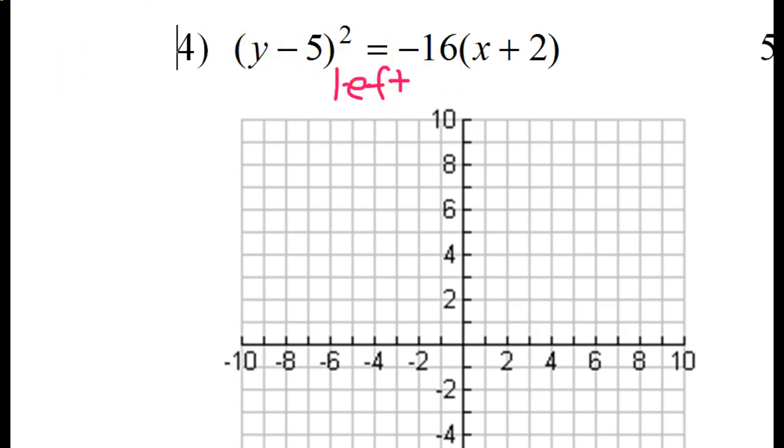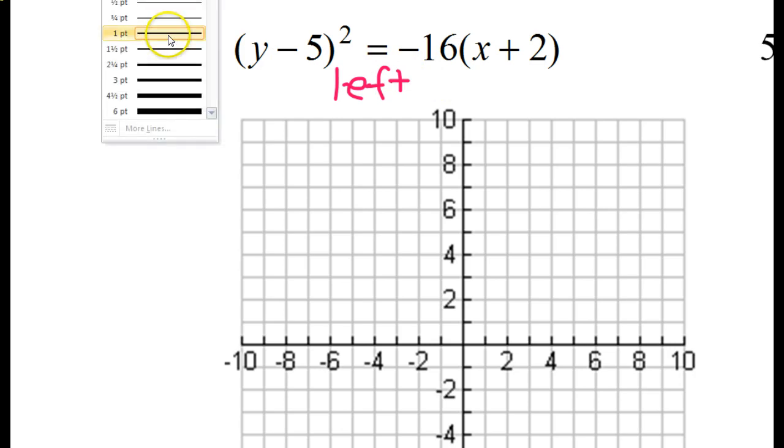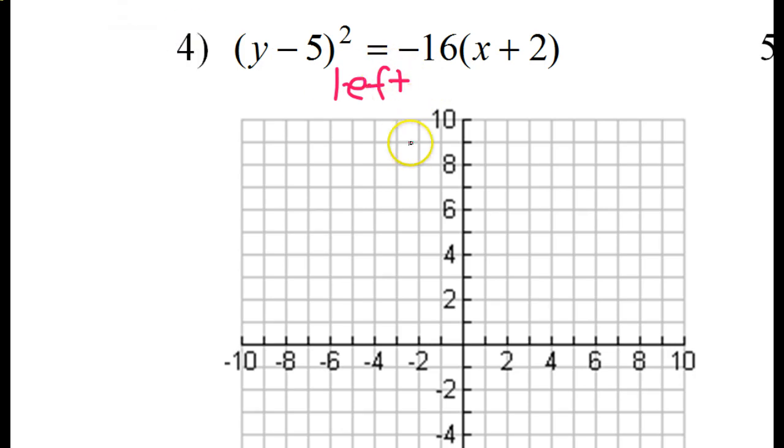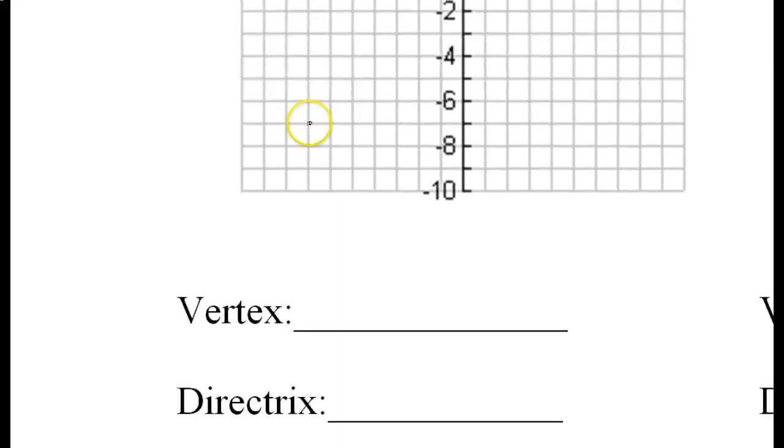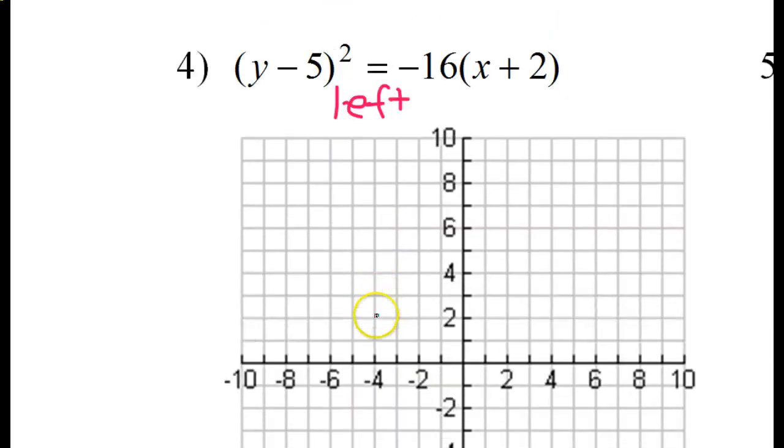So I'll leave it like this. The vertex, now make sure you put this in the correct order. Even though the y is over here on the left, the x coordinate still comes from the x. So it's going to be -2, comma 5. Not the other way around. -2, comma 5 for my vertex. All right, and let's go ahead and plot that. It was opposite of this and opposite of that. So -2, comma 5 is right here.